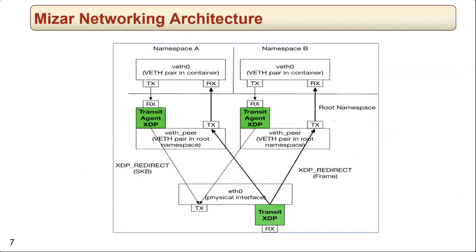Now, drilling down more into it, from a packet architecture standpoint, we have these transit XDP programs running on the RX queue of the NIC of the main interface, on every host. And we have a transit agent running on the RX queue of the VF pair. So whenever an ingress packet comes in, we can redirect it to the TX queue, bypassing the entire kernel in the root namespace, to the container. And for the egress packet, we take the packet from the container and redirect it to the TX path on the main interface. Again, we bypass the root namespace. So that's the high level architecture we have for Mizar.